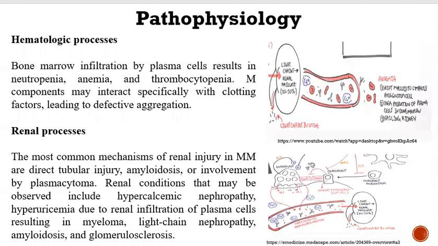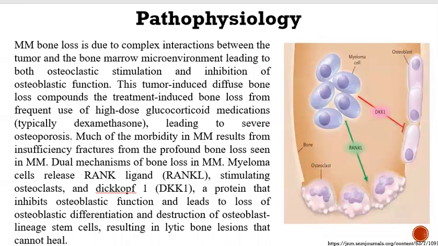Bone marrow infiltration by plasma cells results in neutropenia, anemia, and thrombocytopenia. M components may interact specifically with clotting factors, leading to defective aggregation. The most common mechanisms of renal injury in multiple myeloma are direct tubular injury, amyloidosis, or involvement with plasmacytoma. Renal conditions that may be observed include hypercalcemic nephropathy, hyperuricemia due to renal infiltration of plasma cells, light chain nephropathy, amyloidosis, and glomerulosclerosis.